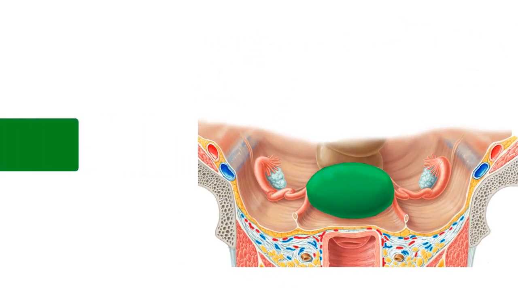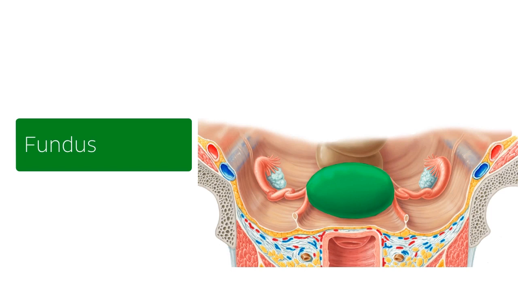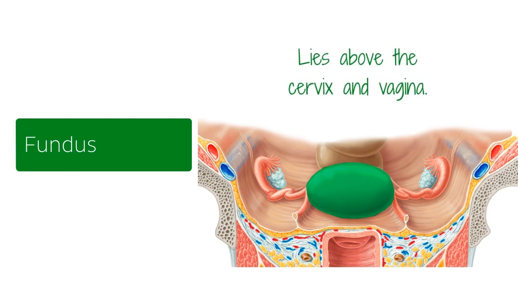So in this image, we have the fundus of the uterus highlighted in green, and interestingly, the word fundus is a Latin word meaning ground. While it's not wrong to think of the fundus of the uterus as the base of the organ, especially when examining the uterus via the vagina with a digital exam, the fundus actually lies above the cervix and vagina when a female is standing, which we can see in this image. The fundus is particularly significant when determining the growth rate of the fetus, as its growth is determined by the height of the fundus.